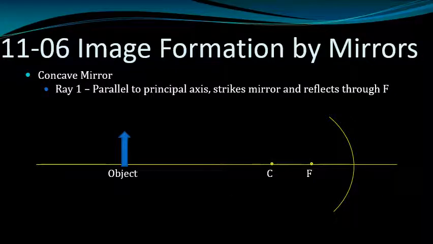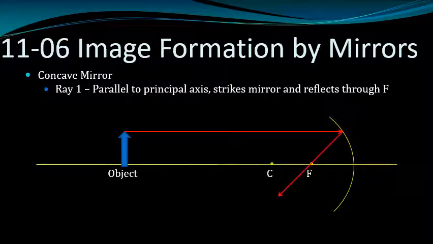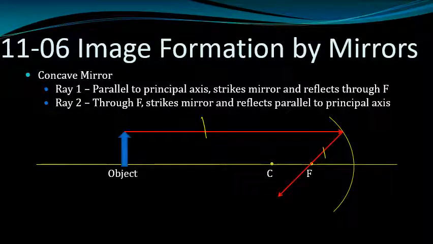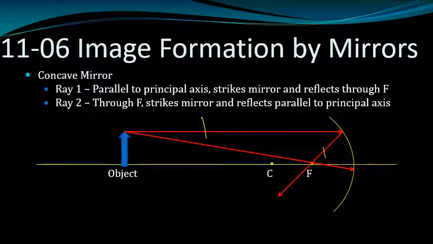Ray 1 is parallel to the principal axis, strikes the mirror and reflects through F. So it goes parallel, hits the mirror, and reflects through F. So that was ray 1. Ray 2 goes through F, strikes the mirror, and reflects parallel to the principal axis. So it goes from the top of the object, goes through F, and hits the mirror. So this is ray 2. It reflects back parallel to the principal axis. So that's ray 2.